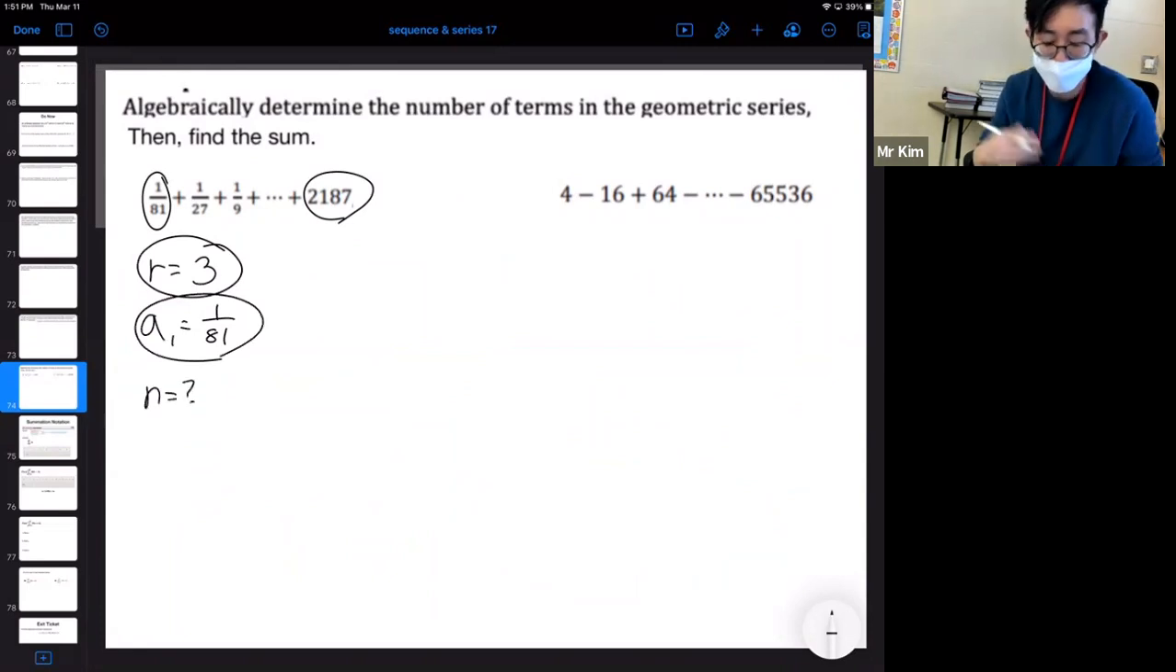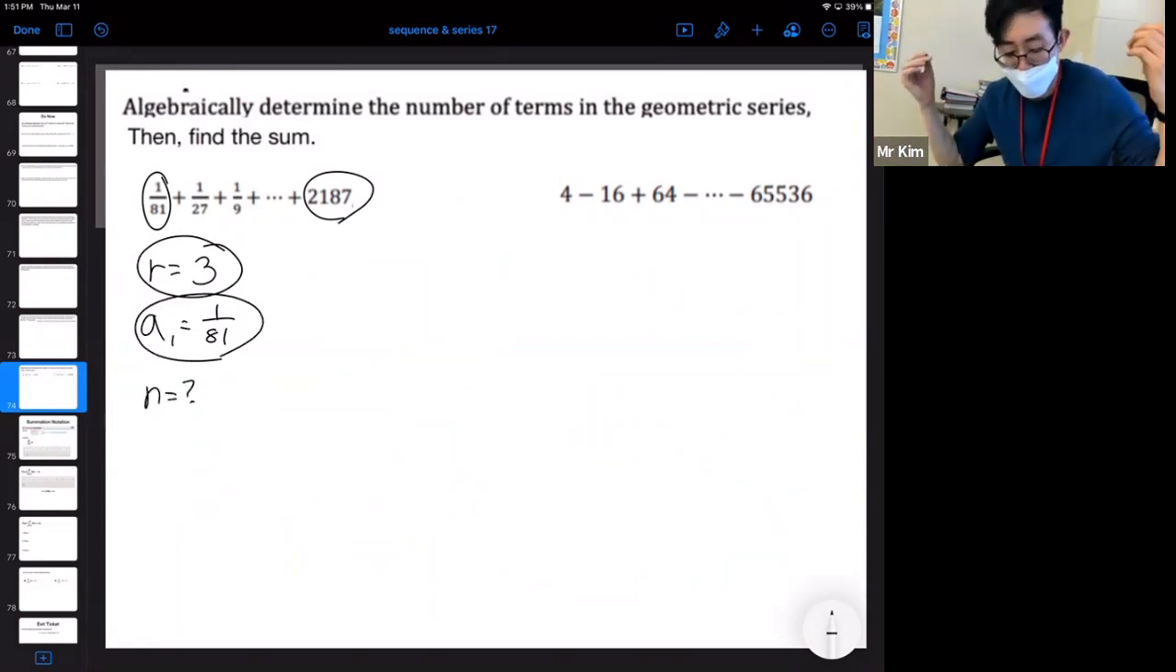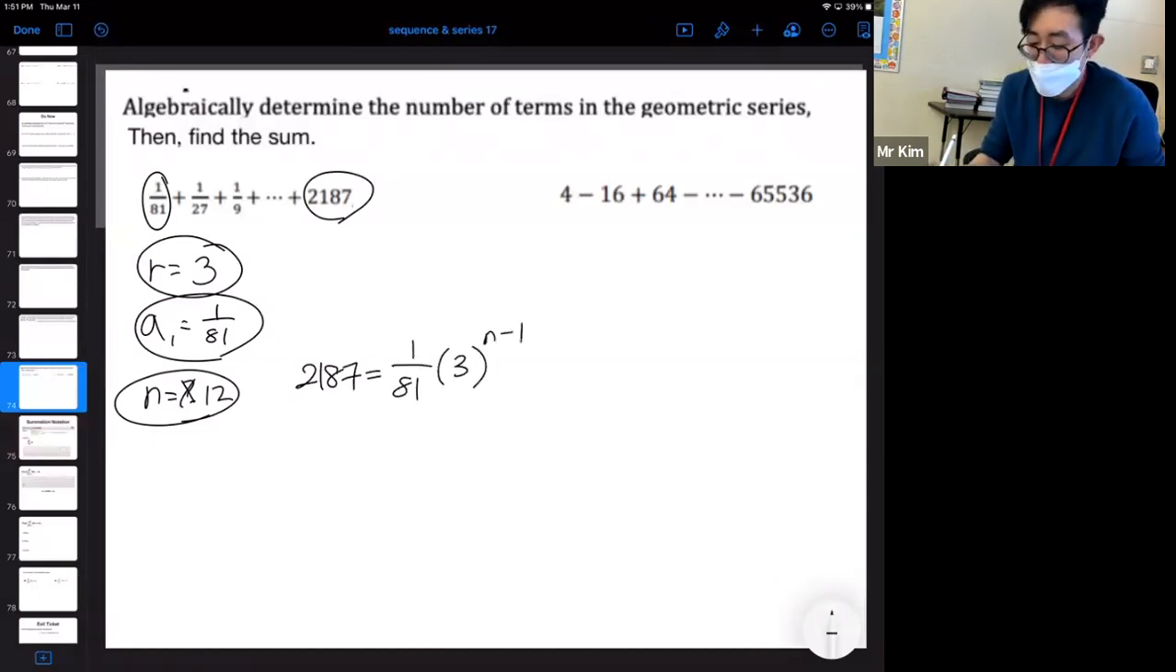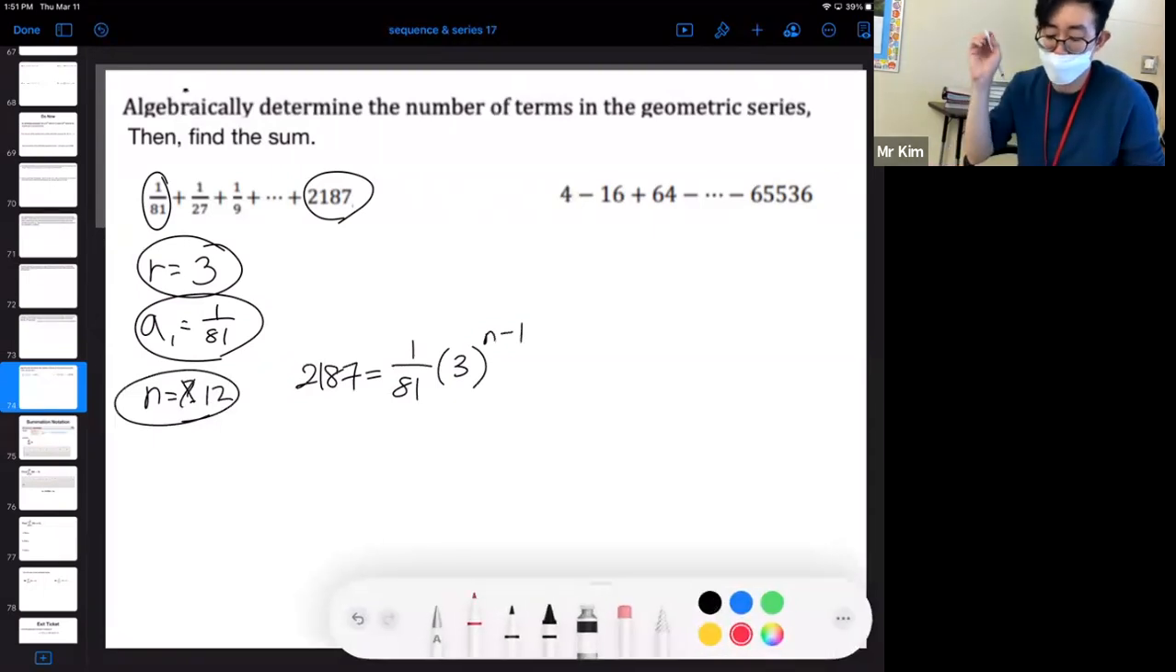The first term, we can all see, is 1/81. So the n is the number that we really are dying to know. Did you happen to find out what n is? N was 12. Can you just elaborate for us as to how you did that? I just did 2,187 equals 1/81 times 3 to the n minus 1.